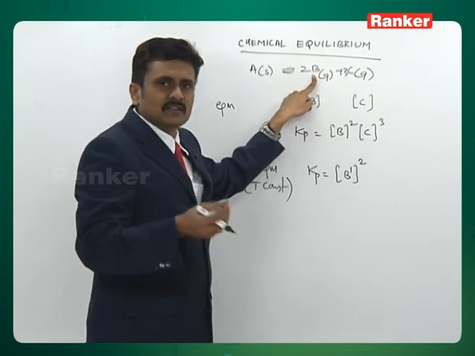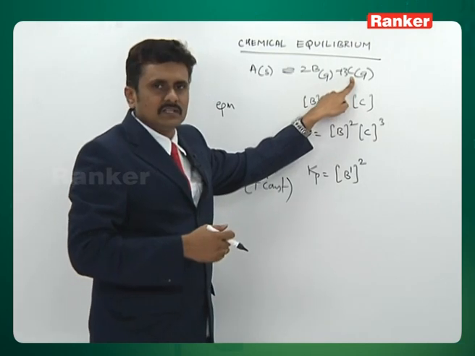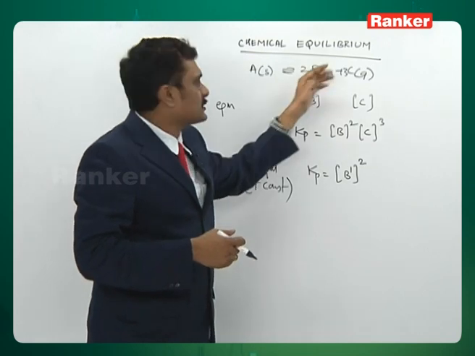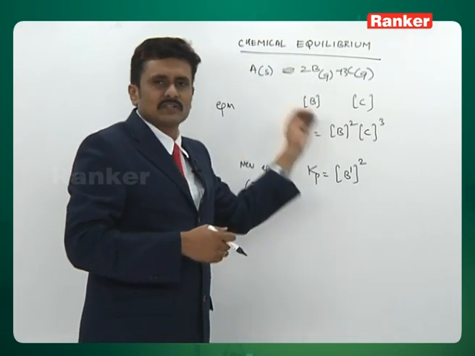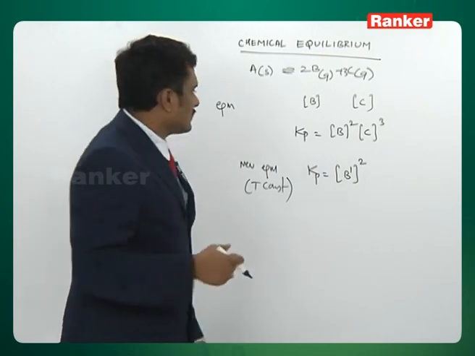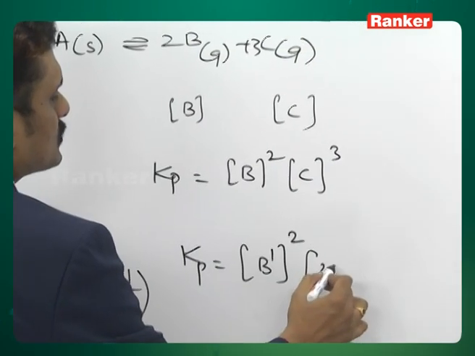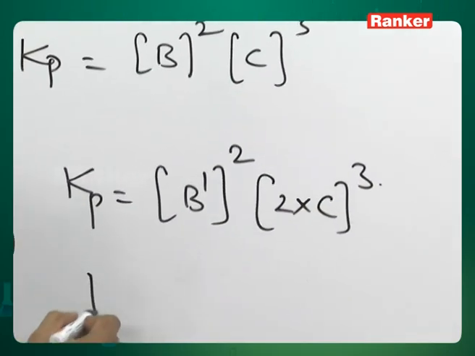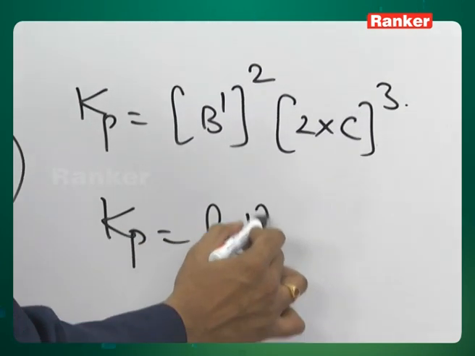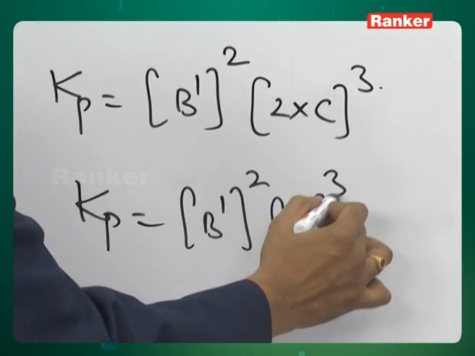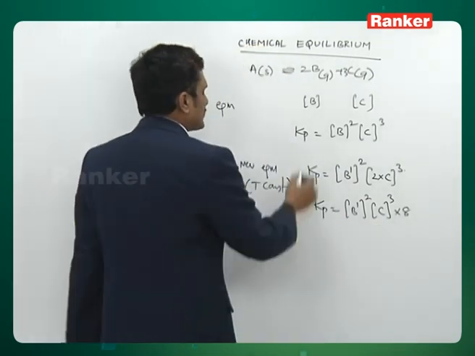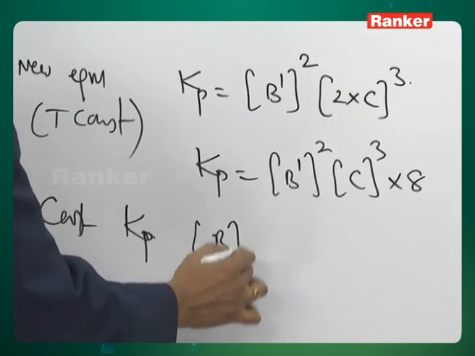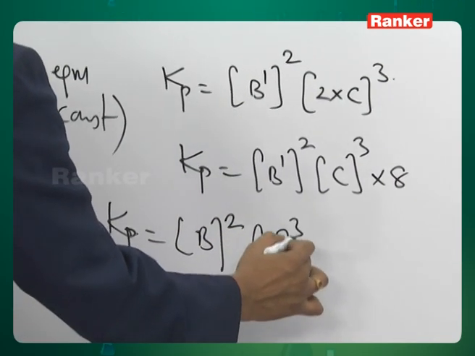You can see, my dear students, here I am doubling the concentration of C. So when the concentration of C is doubled, the concentration of B also decreases, because this equilibrium is forced to shift in the backward direction as per Le Chatelier principle. Now the concentration of C has been made 2 times the concentration of C initially, whole power 3. So therefore it will become B prime square into C cube into 8. Now we know that Kp remains constant throughout. So Kp equal to B square into C cube is unchanged.